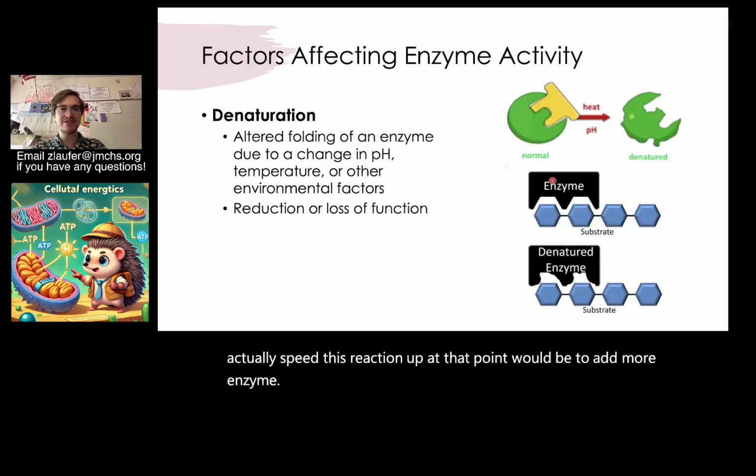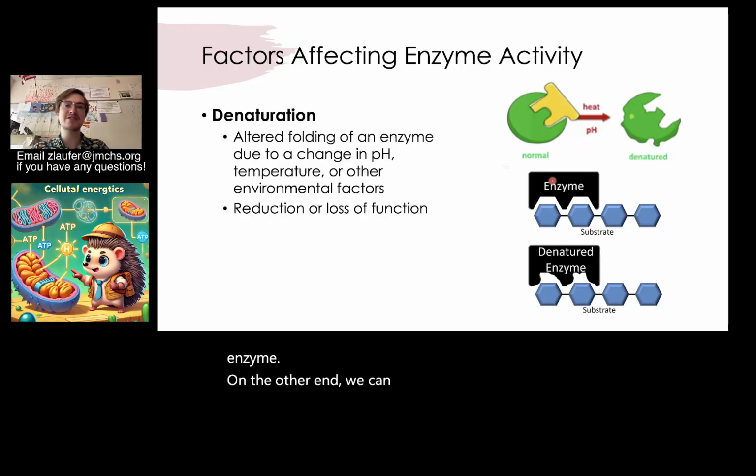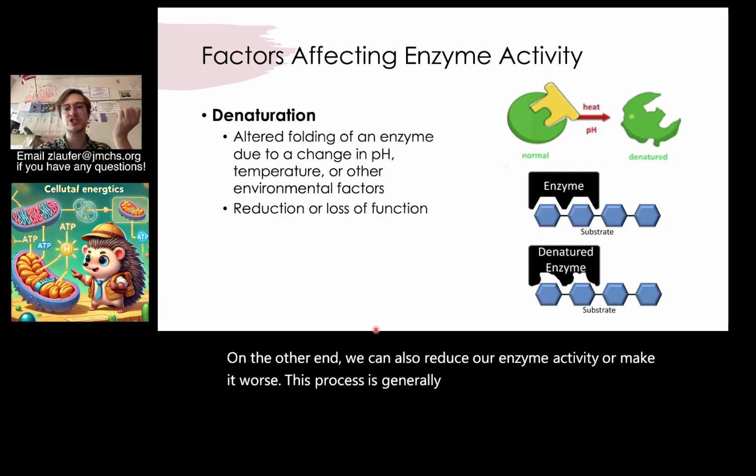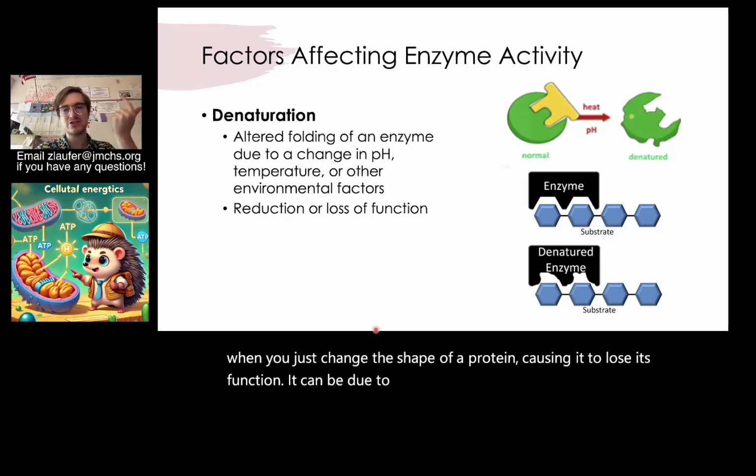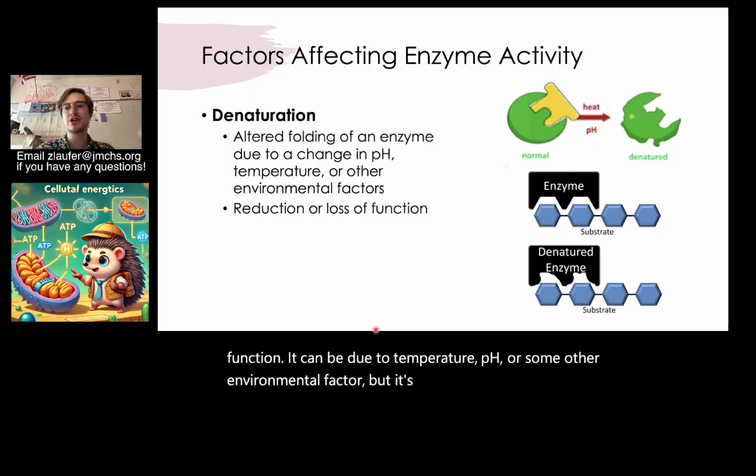On the other end, we can also reduce our enzyme activity or make it worse. This process is generally just called denaturation, which is when you change the shape of a protein, causing it to lose its function. It can be due to temperature, pH, or some other environmental factor, but it's just a shape change that means the enzyme no longer works.